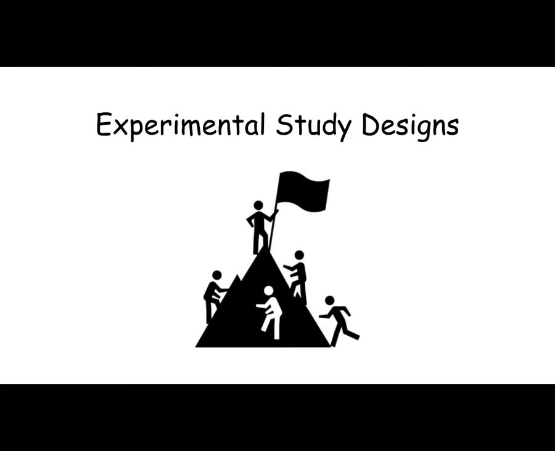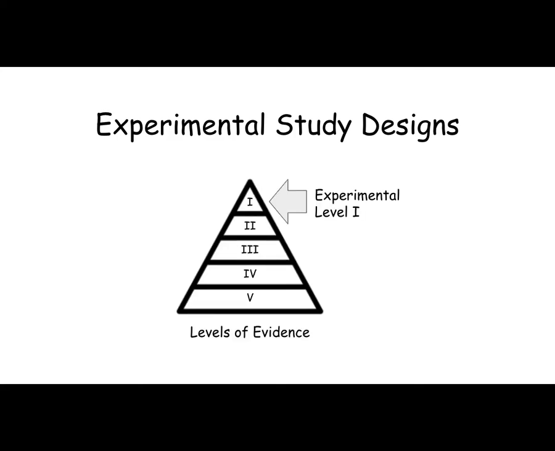In this class, when we call something an experimental study design, what we're talking about are true experiments. We're talking about studies that are at level 1 of level of evidence. So these are studies that we're comfortable saying can show causation.